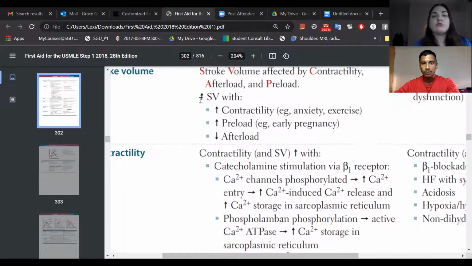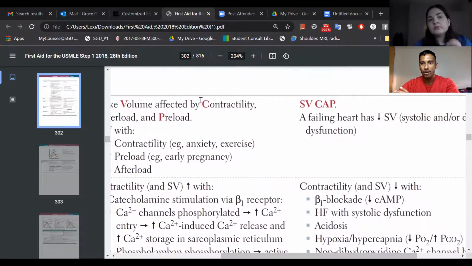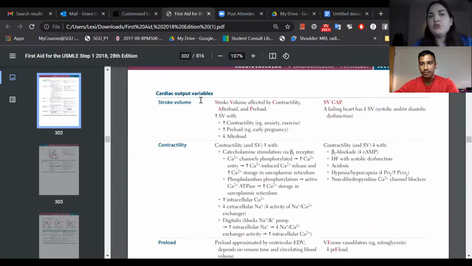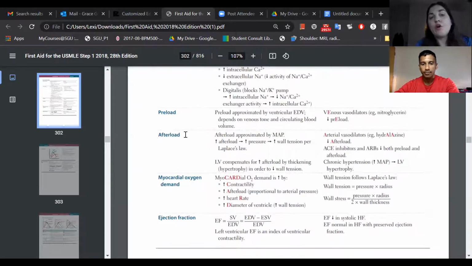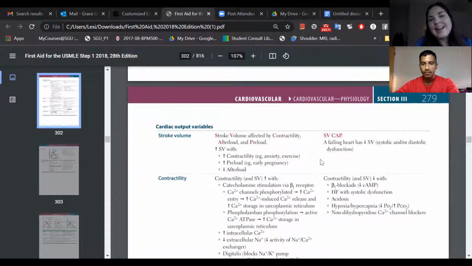So let's talk about stroke volume. Do you know what stroke volume is? It's end diastolic volume minus end systolic volume, so the amount of blood ejected. Great. So it's how much fluid actually goes out. Afterload is how hard it is to get that out. Preload is how much comes in, and stroke volume is how much comes out.